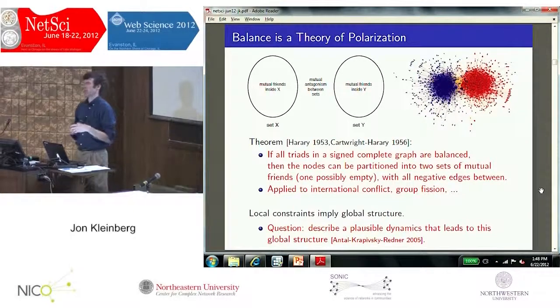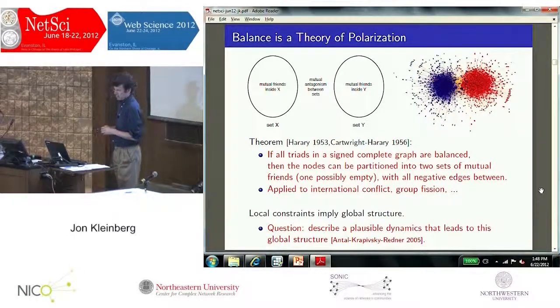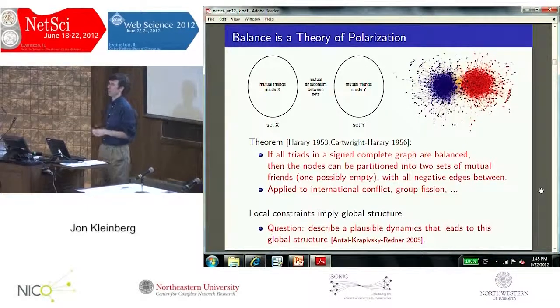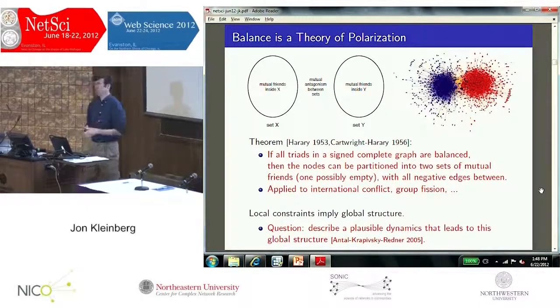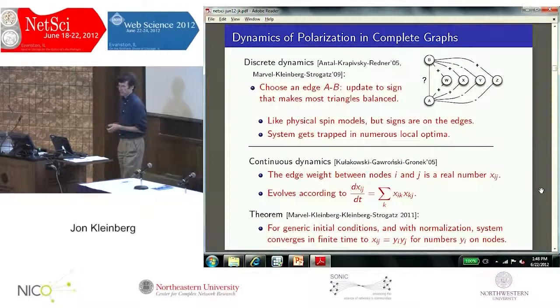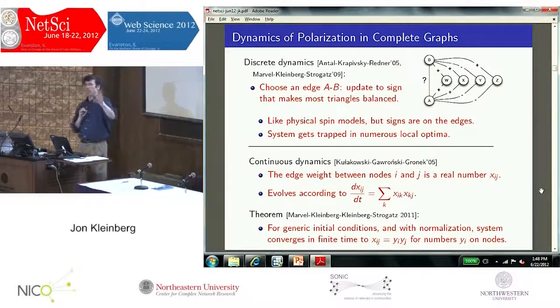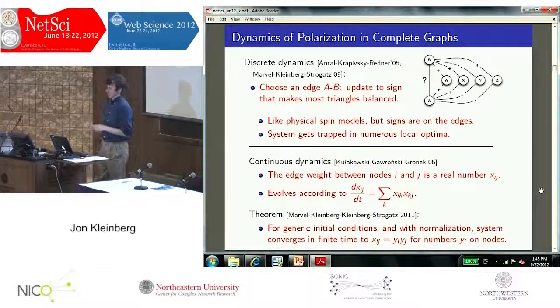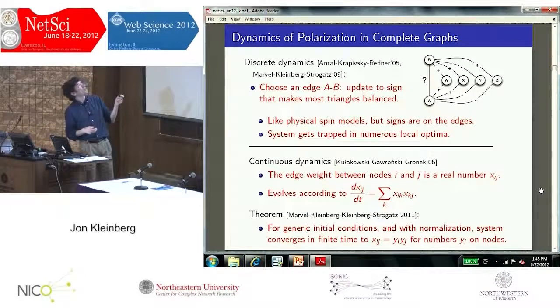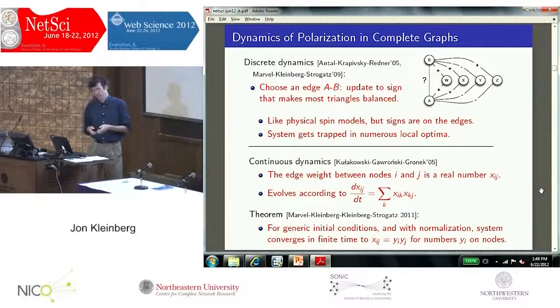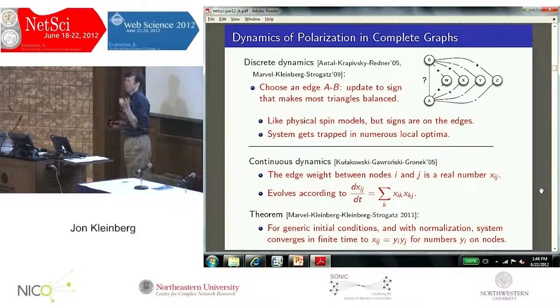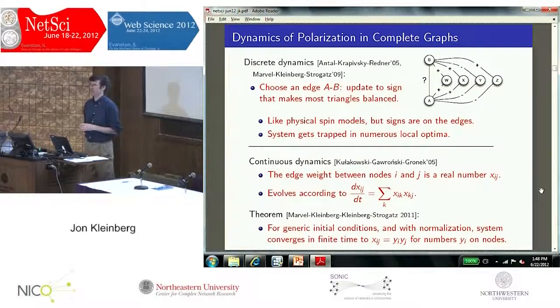And so this was a question that a number of us began looking at, motivated in part by this work of Antal, Kropivsky, and Redner that really brought this question into the fore. And I want to tell you just about two dynamic models that we thought about. The first is a discrete dynamics, and that comes from their work. This is some work that Seth Marvel, who's also here at this conference, and Steve Strogatz and I looked at in 2009.